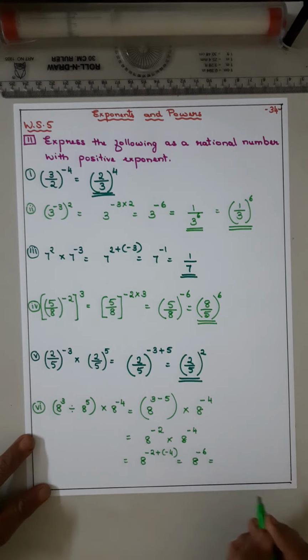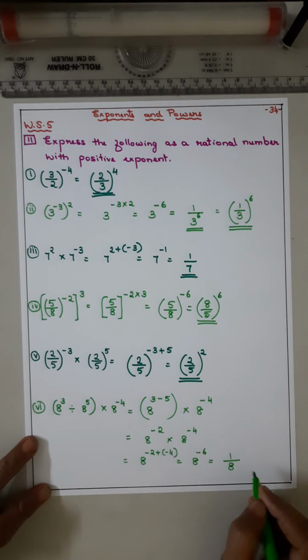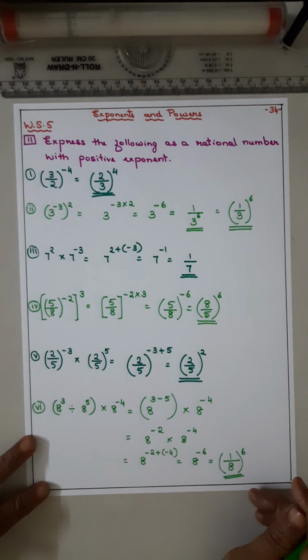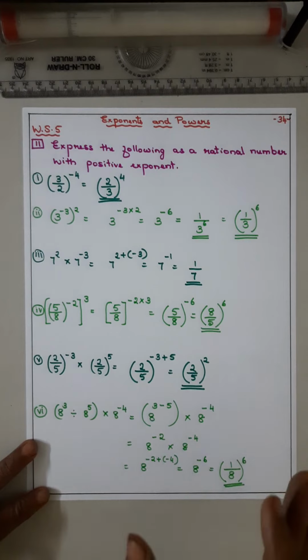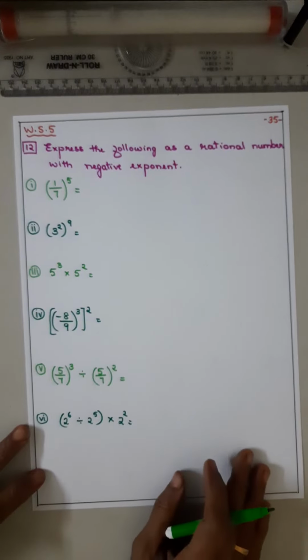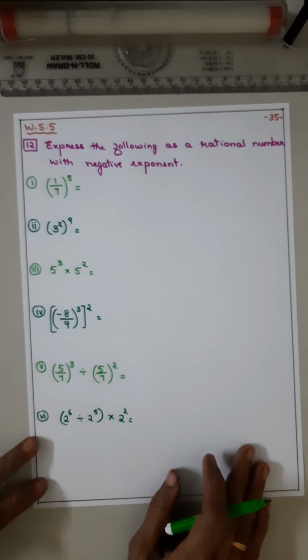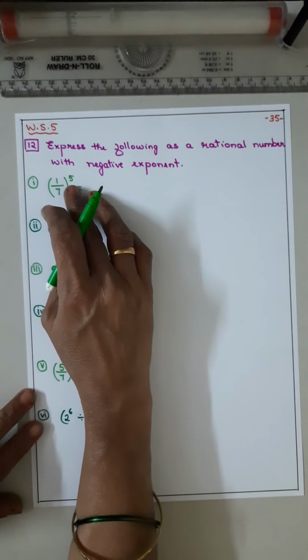Isn't it? Now negative power, so 1/8. 8 का reciprocal 1/8 and whole raised to minus 6 becomes plus 6. The answer is (1/8) the whole raised to 6. Hope everyone understood this full 6 sums. We have to write the rational number with positive exponent. Now coming to the last 12th sum, express the following as a rational number with negative exponent. So (1/7), the power is 5.